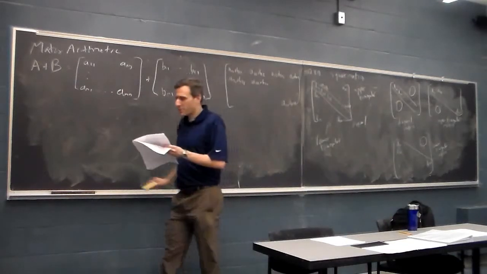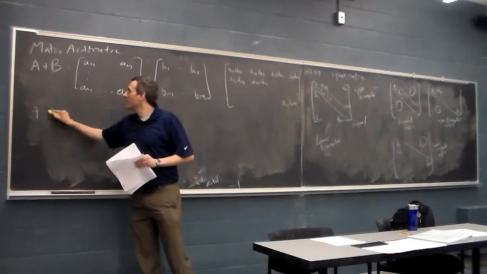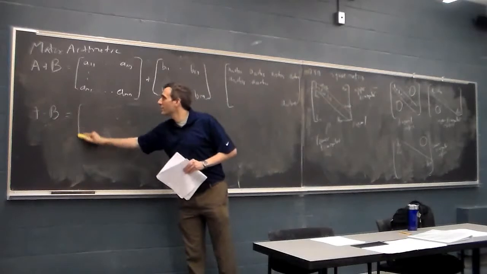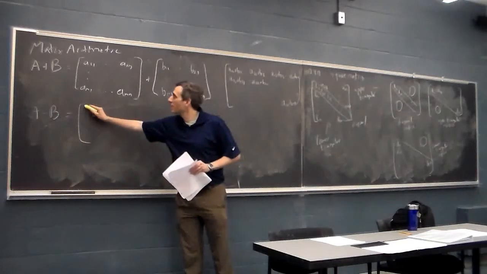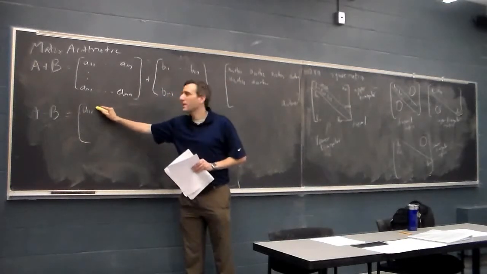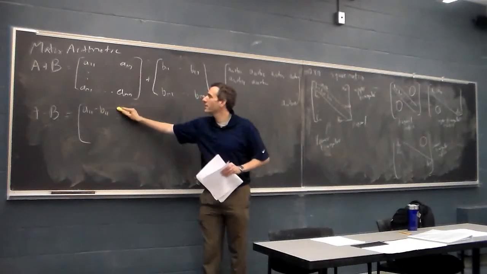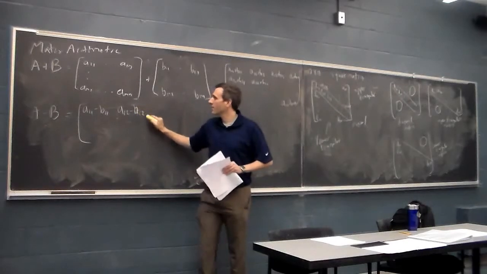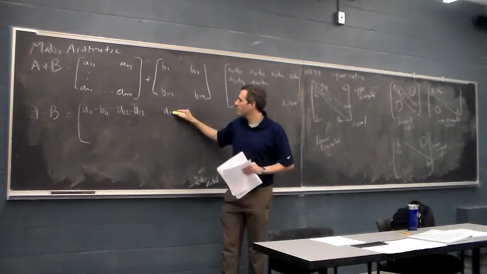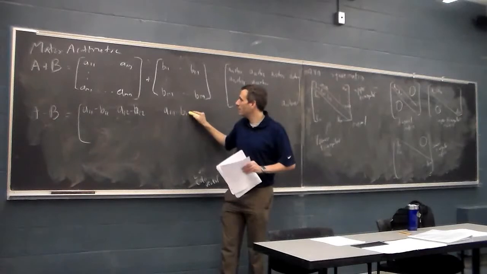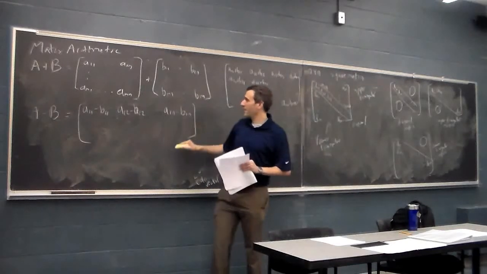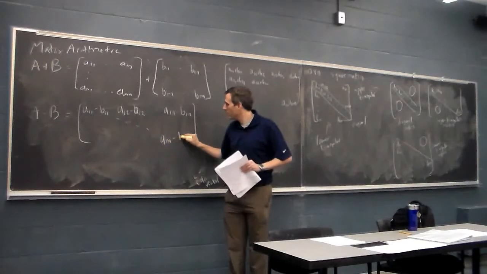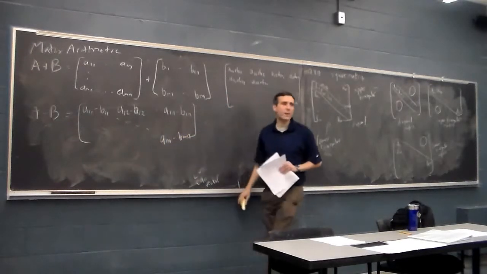All right, so subtraction is basically the same thing. If we want to take A minus B, we just pairwise subtract the individual elements. So in A minus B, the upper left element would be A11 minus B11. The next one would be A12 minus B12, etc., up through A1n minus B1n, and so forth, down to Amn minus Bmn in the lower right corner.